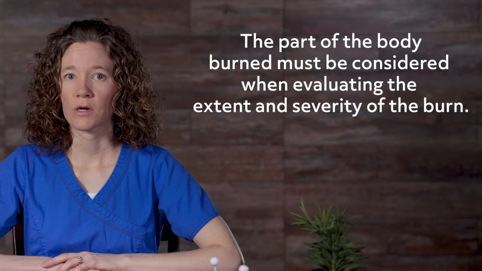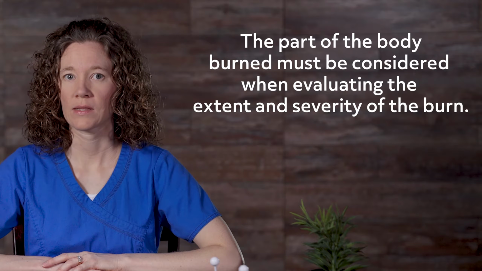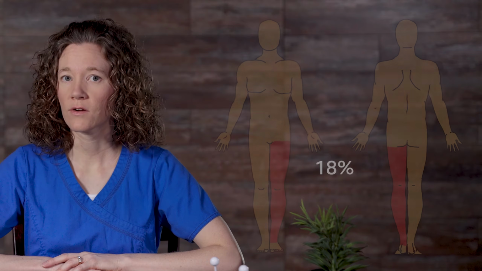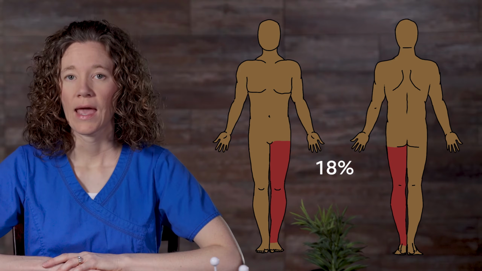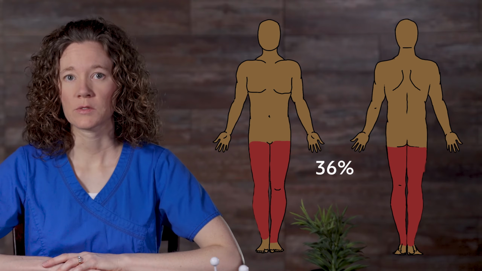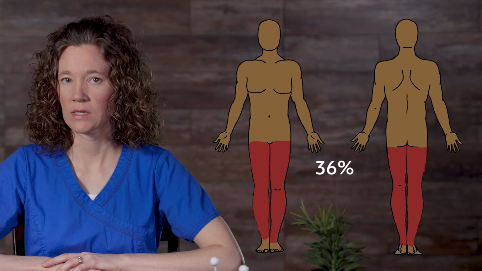The part of the body burned must be considered when evaluating the extent and severity of the burn. A 3% burn to the anterior thigh is not as serious as a 3% burn to the neck, face, or perineal area. This estimation allows the emergency medical provider to obtain a quick estimate of how much body surface area is burned. For example, if a patient's entire left leg, 18%, and entire right leg, 18%, are burned, about 36% of the patient's body surface area is affected.